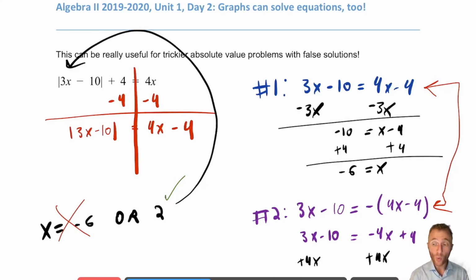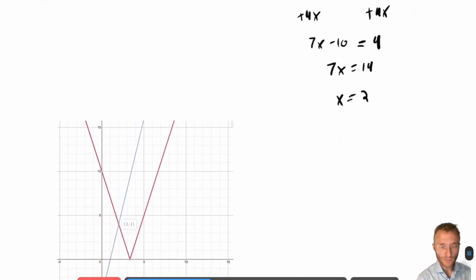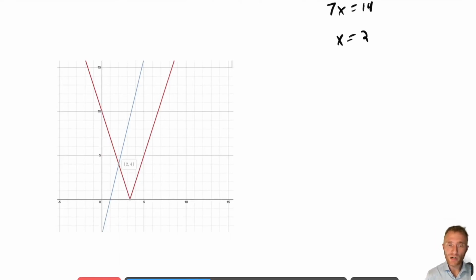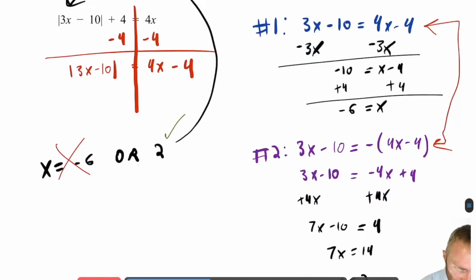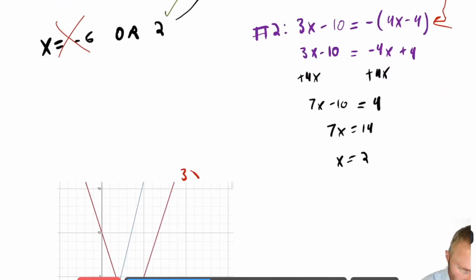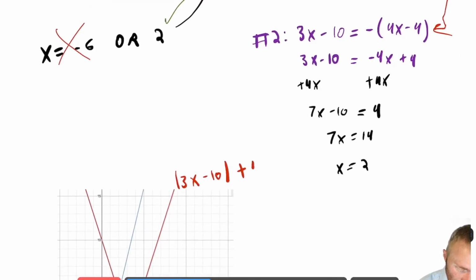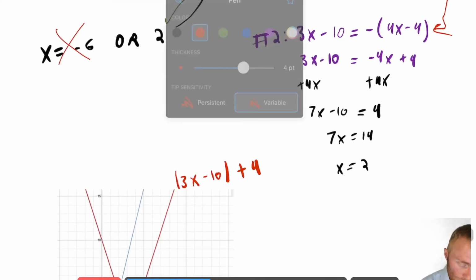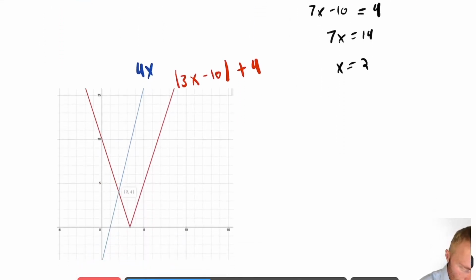One great way to check that, or to do this problem quickly, is to look at a graph. And so I look at the graph of my functions. I've got the right-hand side here. This is the absolute value of 3x minus 10 plus 4. That is this red graph. And the blue graph is 4x. And as you can see, there's actually only one solution. The only solution is 2, 4.